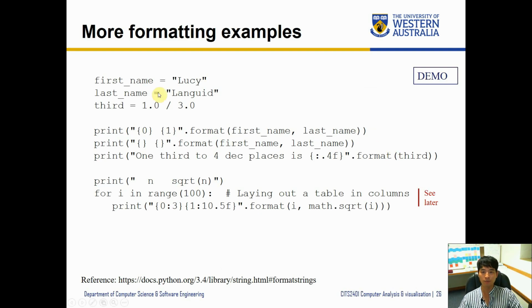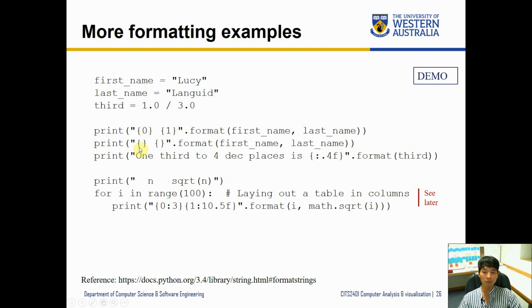All right. So we have first name Lucy, last name Languid, and then we have this float number 1.0 divided by 3.0, so that's the 1/3. So if we print {0} {1}.format first name and last name, you would expect it to print Lucy Languid with space in the middle, correct? Right. So next one is print empty braces.format first name and last name. You would expect this to print the same. Yes, that's right. It's going to print exactly the same as before.